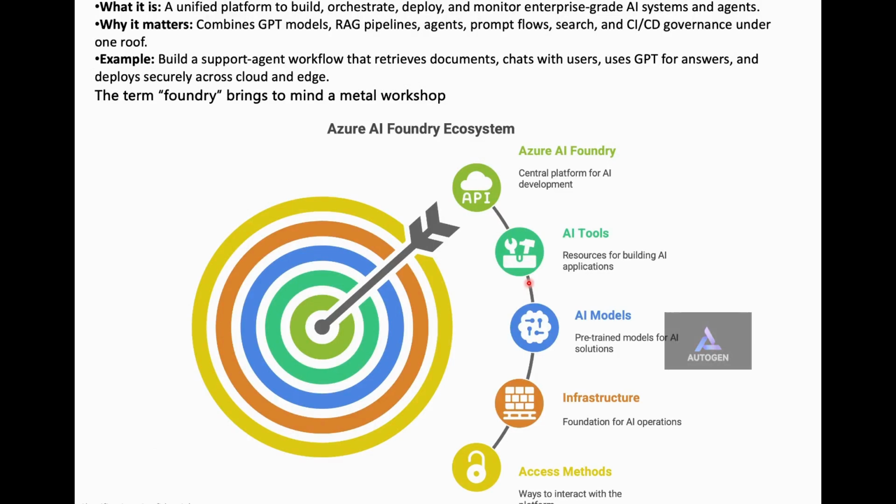So the first one is the Azure AI Foundry. Before it was Azure AI Studio, and now it is called Azure AI Foundry. Azure AI Foundry is a unified platform to build, deploy and manage advanced AI systems. It combines RAG, GPT, agents, prompt flow, search and CI/CD under one roof. Example: build a support agent that chats with users, finds documents and deploys securely. Think of it like a metal workshop, where we give the raw material and get the ready-made product. In the same way, it is applied here in Azure AI Foundry.